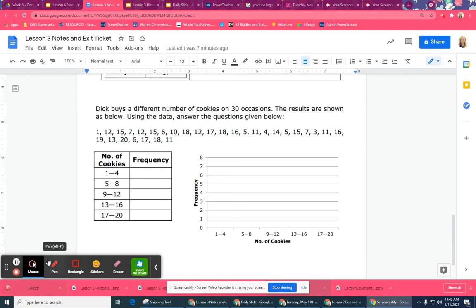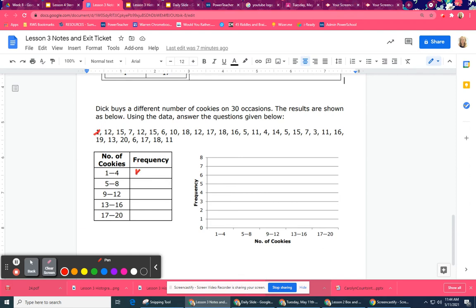What we do need to do is start tallying them up in our frequency table. So the number of cookies, anything in that data that's ranged 1 through 4 will get documented here. 5 through 8 here, 9 through 12 here, 13 through 16 here, 17 through 20 here. I'm just going to start going through and putting tallies.